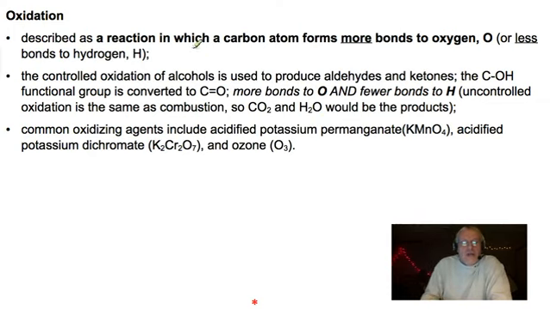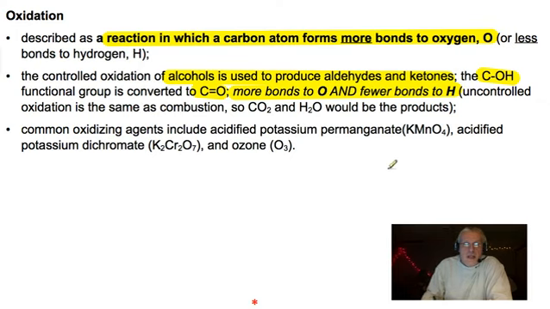So oxidation in organic chemistry is described as a reaction where carbon atoms form more bonds to oxygen. And so when we control this, we can produce aldehydes and ketones from alcohols, and in so doing we convert the hydroxyl group, the C-OH group, into a carbonyl group. And so you can see C single bond O to C double bond O, more bonds to oxygen, and in so doing fewer bonds to hydrogen.